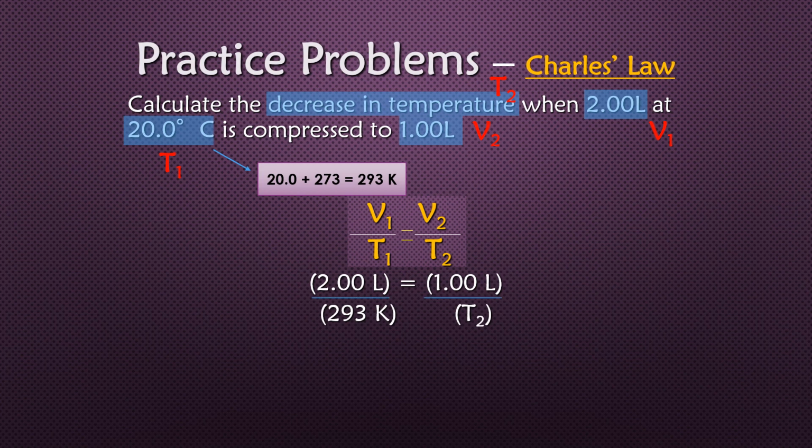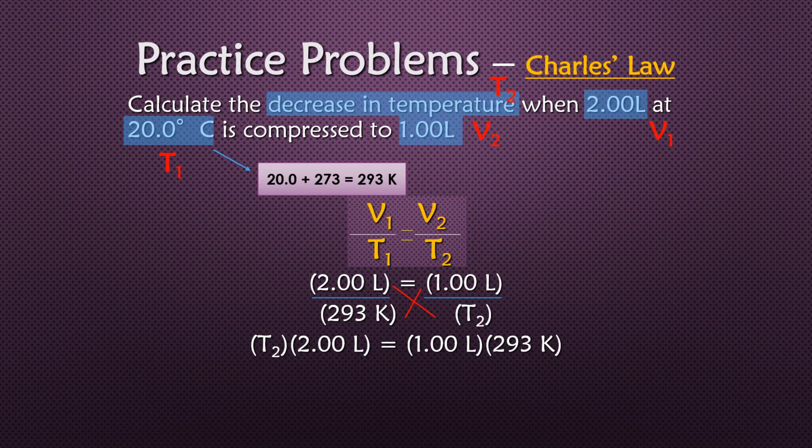And now here's the thing, and please pay attention to this. Whenever we see an arrangement like this, where we have things in a division and we are supposed to find something from that equation, for example, right now we are trying to find T2, the easiest way to do problems like this is cross multiplication. So this is what we call cross multiplication, which means the 2 liters is going to multiply with T2, and then the 293 Kelvin is going to multiply with 1 liter. So this is what it's going to look like.